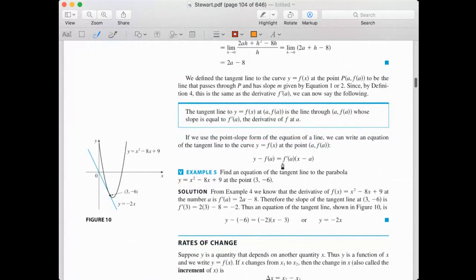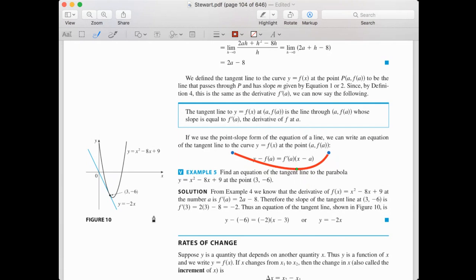And once we find the slope, the slope is the derivative at the point. So we can write the tangent line as y minus f of a equals f prime of a times x minus a, right? y2 minus y1 equals slope m times x2 minus x1. Still the same process.